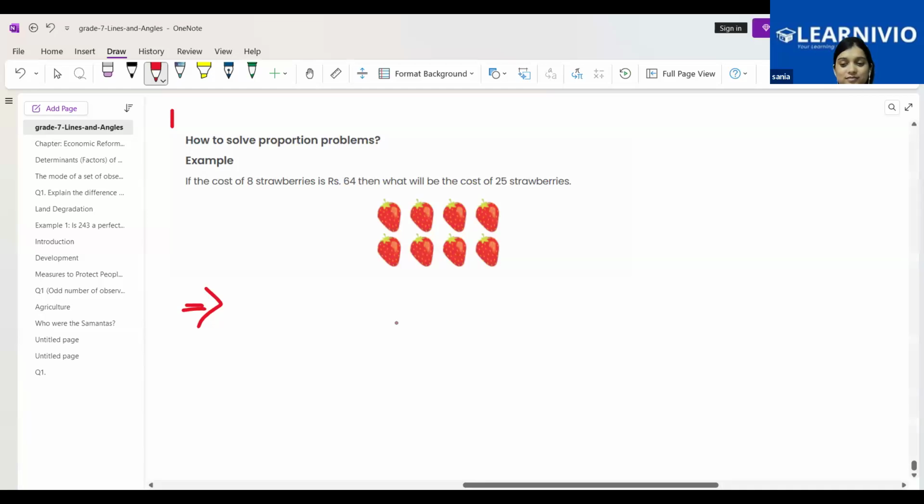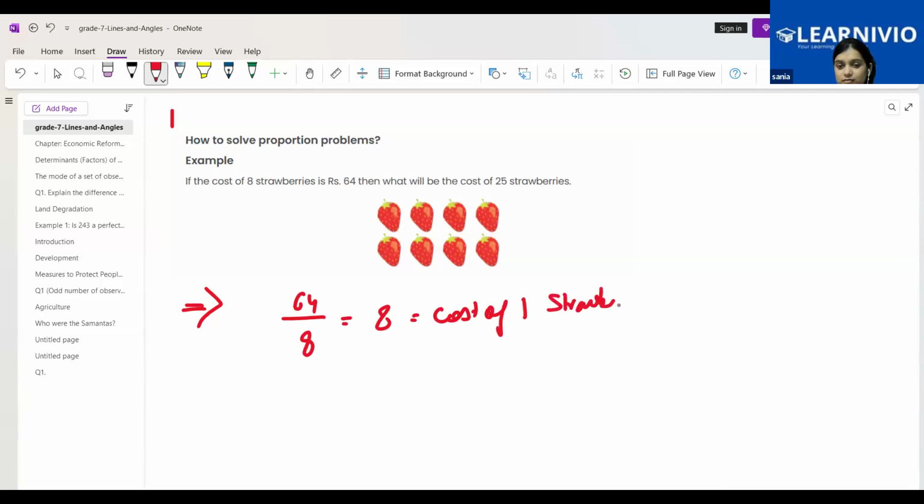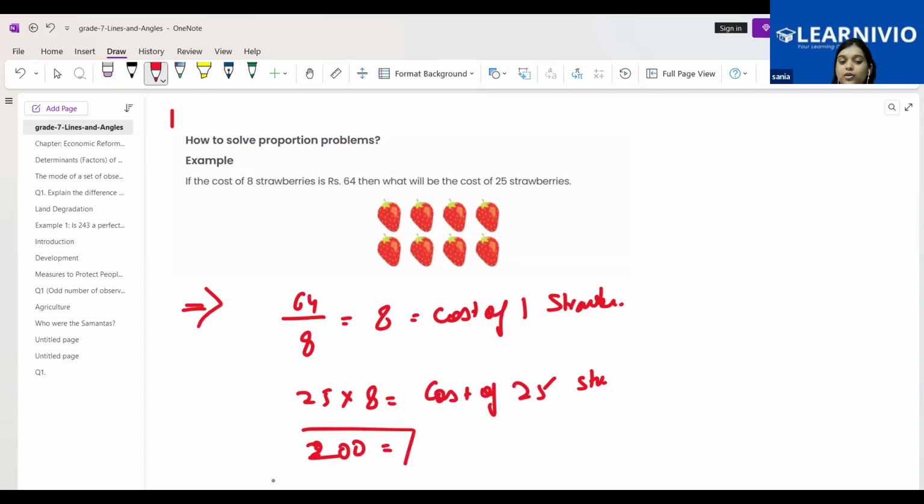Okay, so to find the cost of 25 strawberries, we have to first find the cost of one strawberry. So we have to divide 64 by 8 first. So the answer will be 8. And then to find the cost of 25 strawberries, we have to multiply 25 by 8. And it will be 200. Got it? Yes, ma'am.